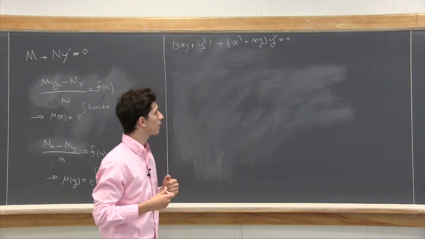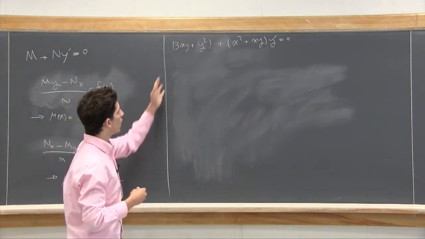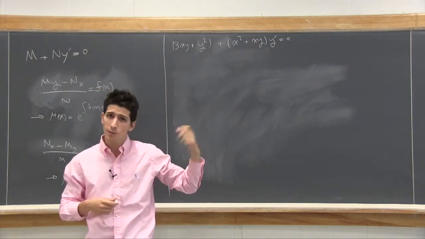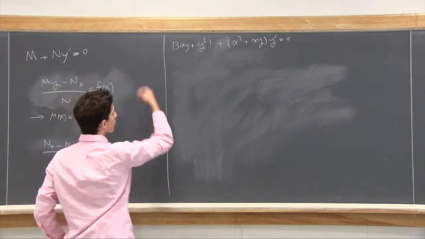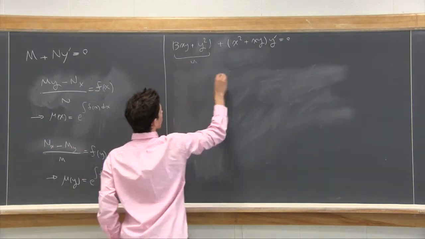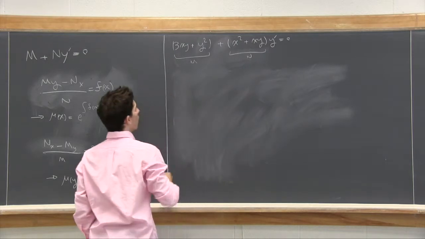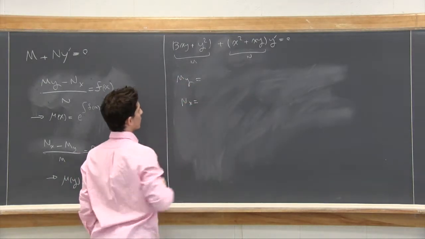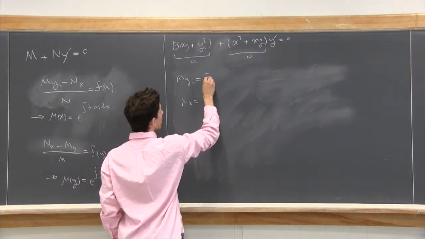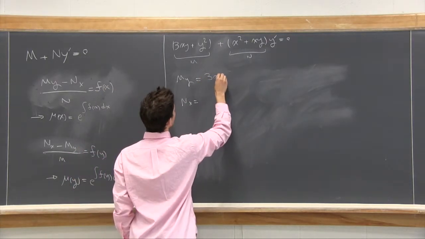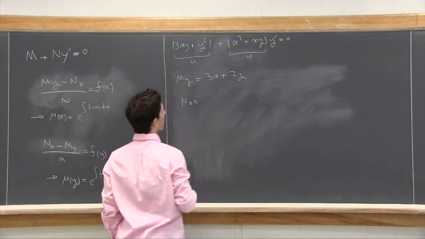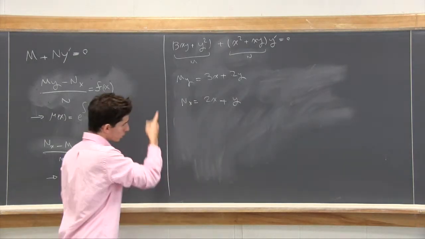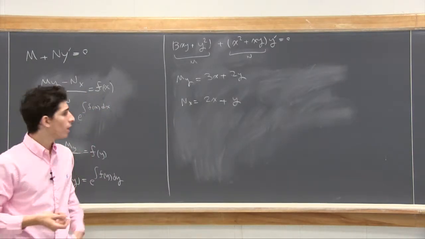So let's go ahead and do an example and see how this works. We have this equation that looks exactly like an expression plus an expression times y prime. So let's test it to see whether it is exact. If this is M and this is N, then if I calculate My and Nx, I should get the same thing. So My is going to be 3x plus 2y, and Nx is going to be 2x plus y. These two obviously aren't the same thing.